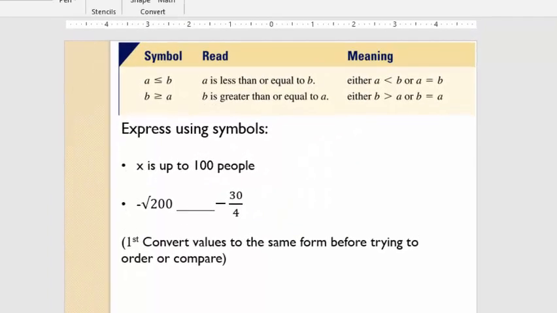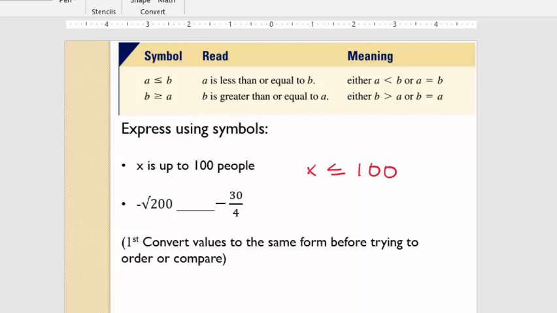The next type of problem that we have is expressing greater than or less than using symbols. So in the first example we have the phrase, x is up to 100 people. And if we wanted to create an inequality out of that, we could say that if x is up to 100 people, that means it can't go over 100 people, like it can't be 101 or 102. It needs to stay less than 100 people. It could also be equal to 100 people as well. So to create an inequality out of that, I have x is less than or equal to 100.